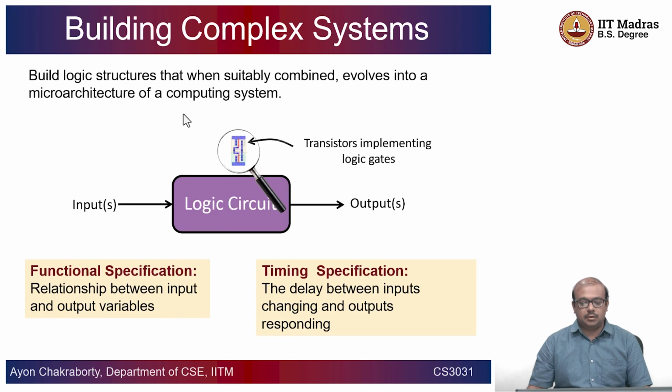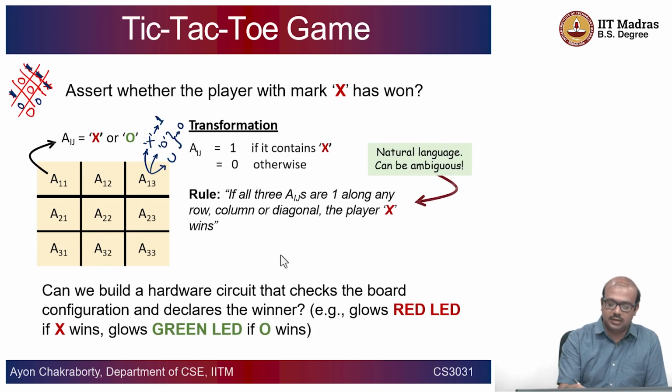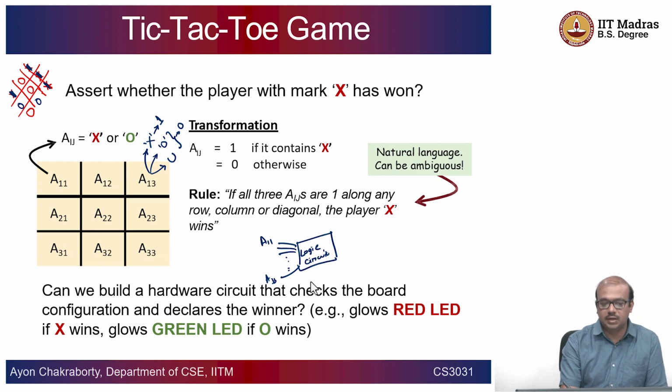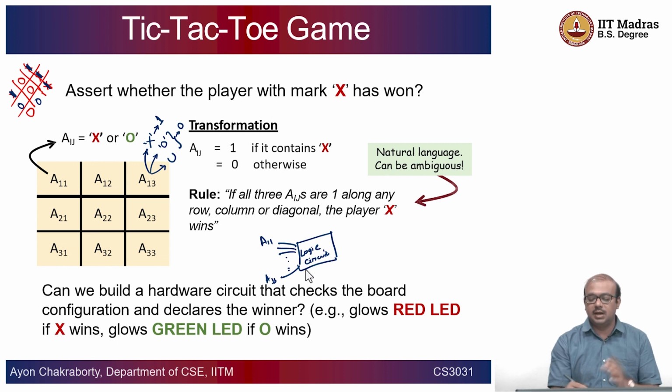Okay, so again, as I mentioned, we are basically building a logic circuit. So if you see in this particular example, we are going to create a logic circuit which is going to have all these 9 inputs from A11 till A33, and there is some amount of computation, or logical computation, right? Not really some arithmetic or something going on here. It's simply some kind of logical manipulation.